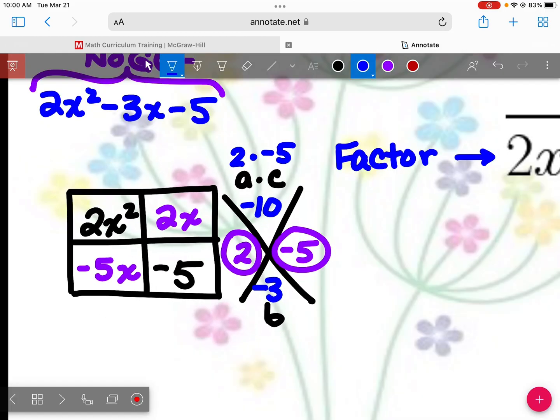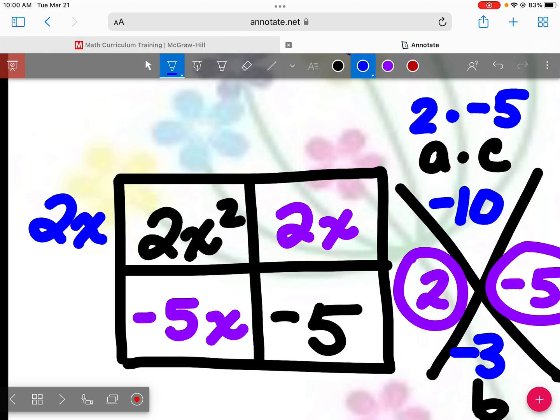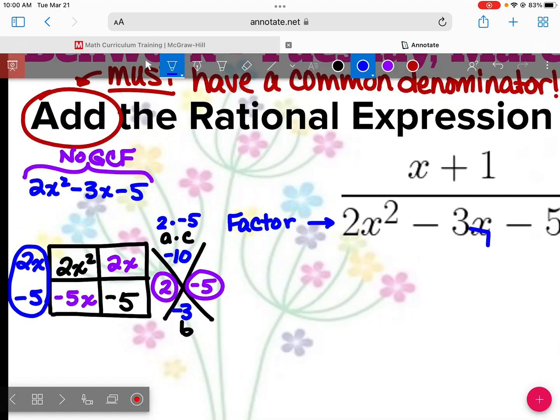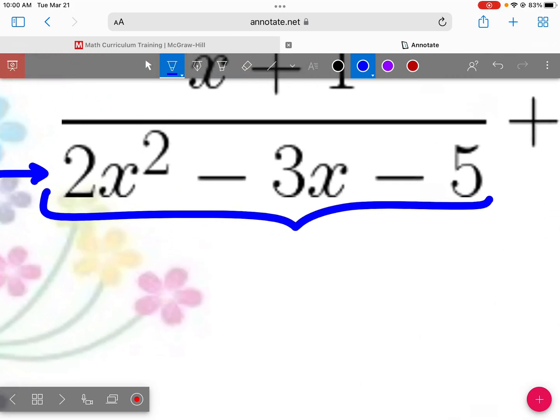And then I want to pull out greatest common factors from every row and every column. 2x squared and 2x. What do they have in common? 2x. Bottom row, negative 5x and negative 5. I can take a negative 5 out. So there's one of the factors of this denominator. 2x minus 5. Then I do my columns.